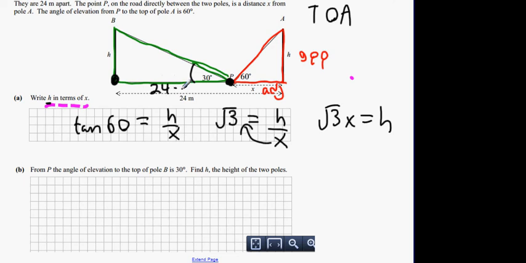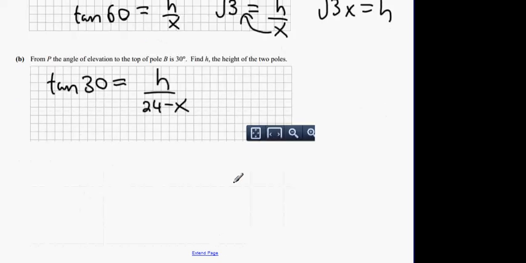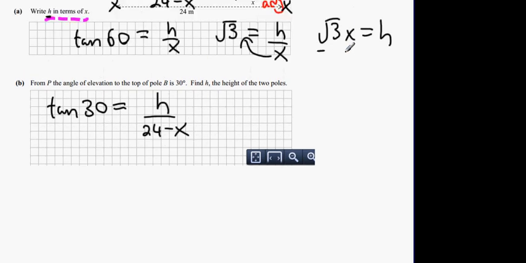24 minus x. It's 24 from here all the way to here, but your x of it is dedicated to the red part, so it's 24 minus x. Tan 30 ends up to be h over 24 minus x. Now, we're going to use the answer of part 1. What did we say x was again? What did we say h was? H is root 3x.